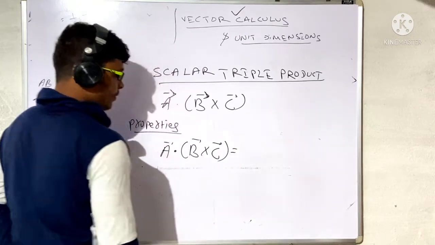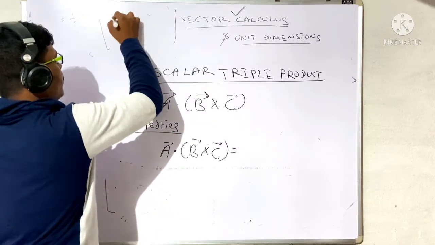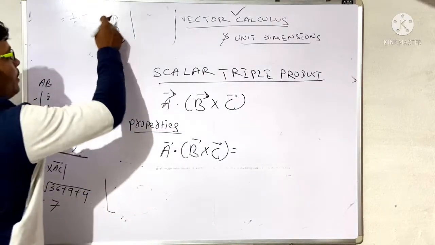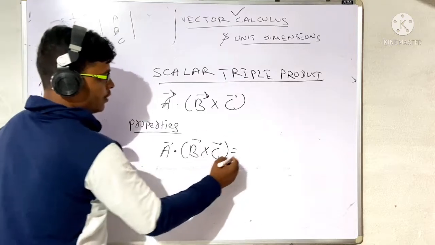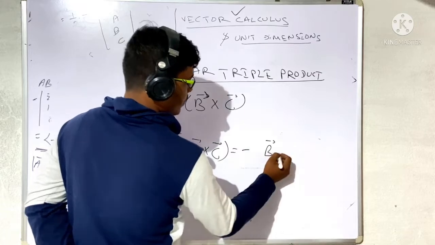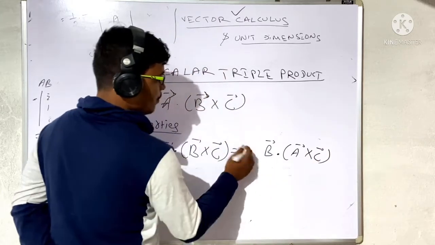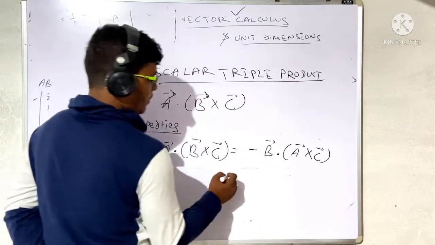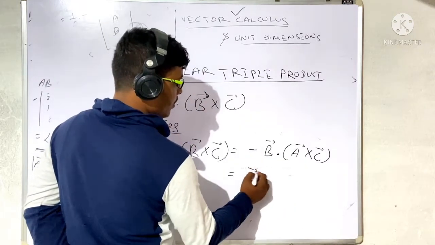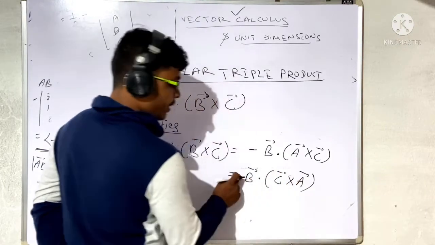is also equal to the determinant of the components of A, components of B, components of C. Now if we exchange A and B, then there will be one negative sign. So this is the negative of B dot A cross C. Okay, remember this. If you change the position, then one negative sign will be there. Then that is also equal to, if we change again, B dot C cross A. Okay, there will be no negative sign.